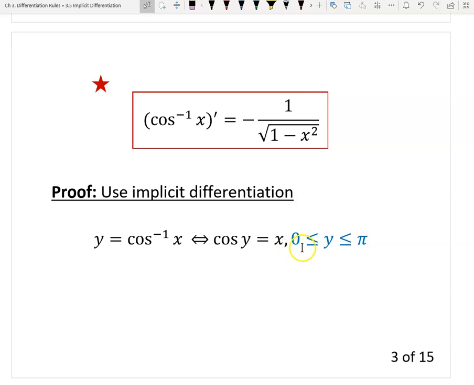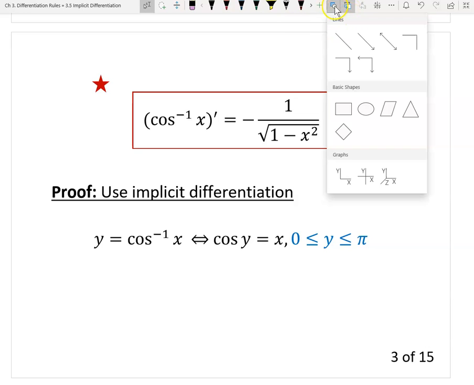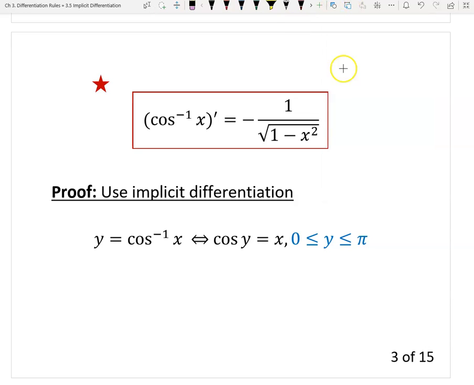Can you see? Let me highlight one more. So here is where y belongs. Y belongs to 0 to pi, which is different from inverse sine, right? Then now, what do we do? We do the same. We look at this definition: cosine y equals x.